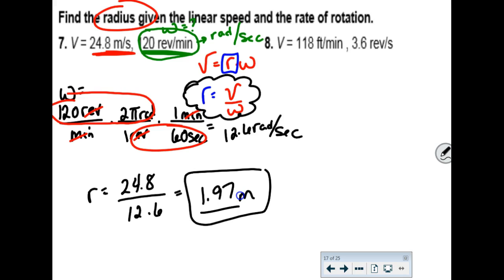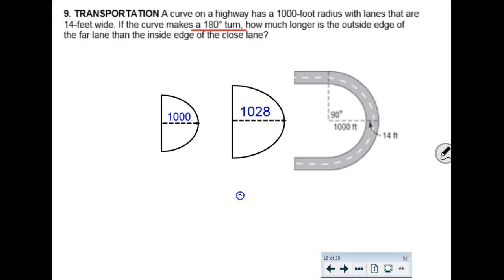All right. Do we have time for this guy? Yeah, we do. All right, transportation question. So this one is a little hard to see on your paper, so the wonderful Mrs. Hoffbauer kind of redrew the arcs separately from each other. So the 14 feet is the distance between each lane. So all the way across both lanes is going to be a distance of 28 feet.